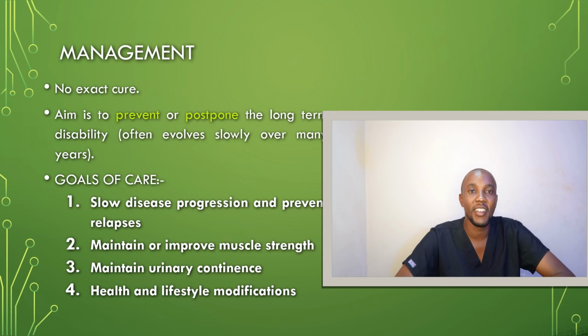Management of the disease is also very important. And one thing I would like you to remember is that there is no exact cure for multiple sclerosis. The aim in management of multiple sclerosis is to prevent or postpone the long-term disability. It often evolves slowly over many years. And in management, our goal number one will be to slow disease progression and prevent relapses.